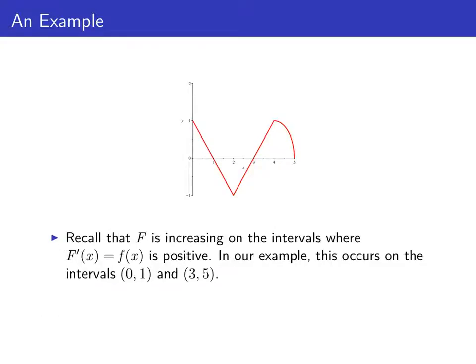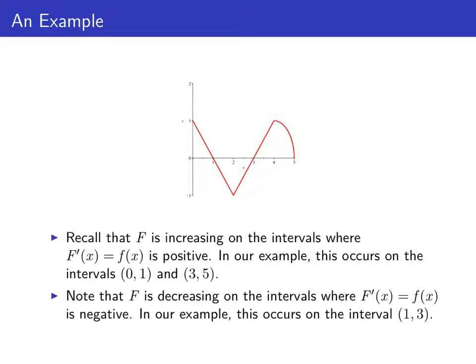Recall that a function is increasing on the intervals where its derivative is positive. In this example, the derivative, this graph of little f, is positive on the intervals from 0 to 1 and from 3 to 5. And notice we don't include 1 and 3 because that's where the derivative is 0. Our function is not increasing at those points. And note that big F is decreasing on the intervals where the derivative is negative, and that would be on the interval from 1 to 3.